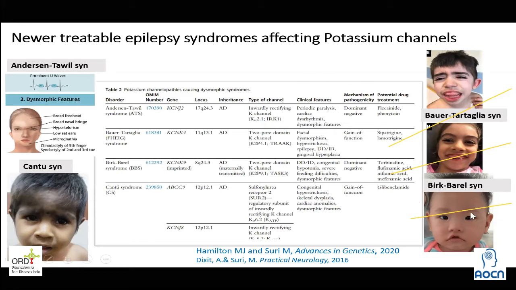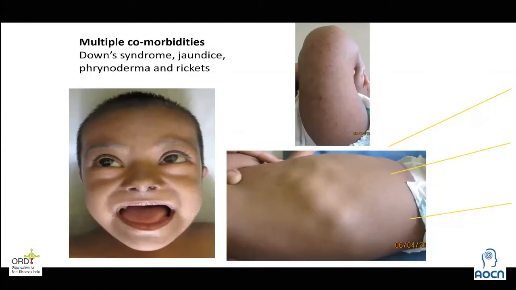And of course, the Burke-Barrel syndrome, which has got an extremely short philtrum with tented upper lips. So the list goes on and on. There are at least 80 potassium channelopathies alone. Not all of them may be syndromic, but some of them can be picked up because these are rare conditions. Just identifying key features helps towards diagnosis.